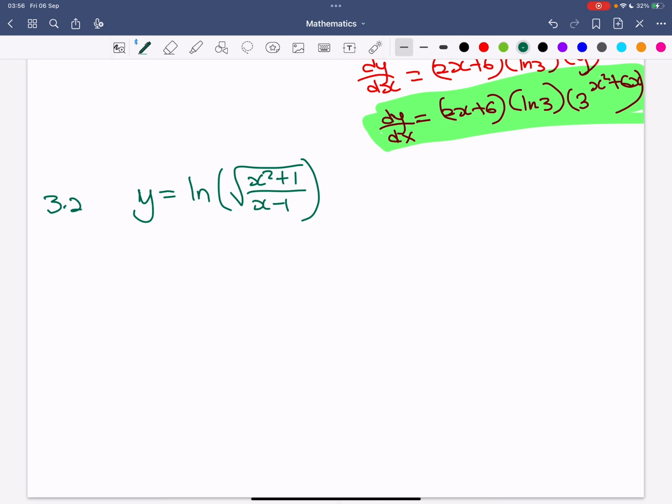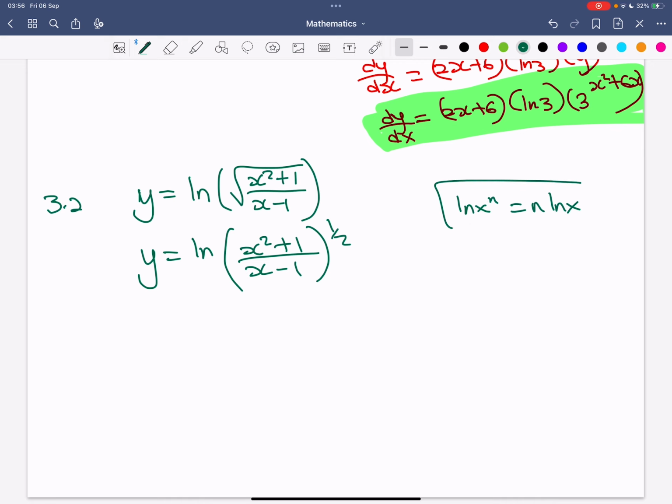So the first step here is that you need to say y equals ln of what? How can we simplify this square root? This is (x squared plus 1) all over (x minus 1), all to the power 1 over 2. And then what can we do with this 1 over 2? Remember, ln of x to the n is the same as n ln of x. Always very useful. So y equals 1 over 2 ln of (x squared plus 1) over (x minus 1).